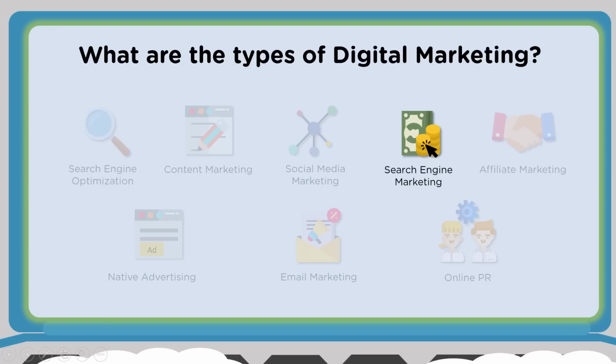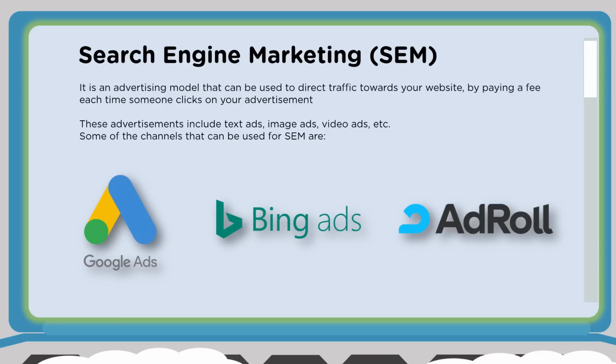Okay, let's switch to our next digital marketing channel, search engine marketing. So search engine marketing is an advertising model that is good for driving traffic to your site because you're paying each time someone clicks on your advertisement. Now, how is that an equal trade? Well, because you can advertise on search engines like Google or Bing or AdRoll, which has a big network that includes Google, you can actually pay your way to the top of search engine rankings.